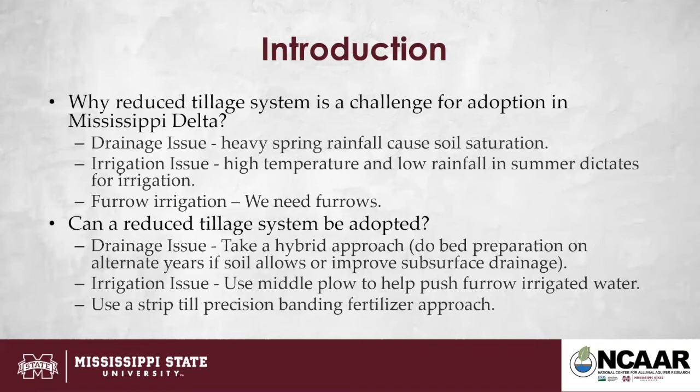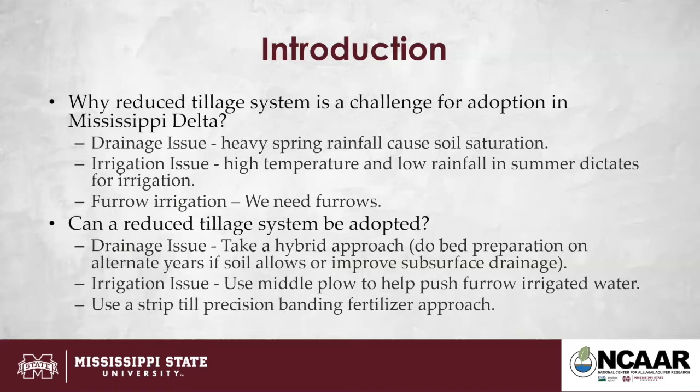So yes, it can, but we'll have to solve the drainage and irrigation issues for a tillage system, or a reduced tillage system, to be adopted in the Delta region. For the drainage issue, we have to take a hybrid approach. Some farmers have already been doing it because they have heavier ground.